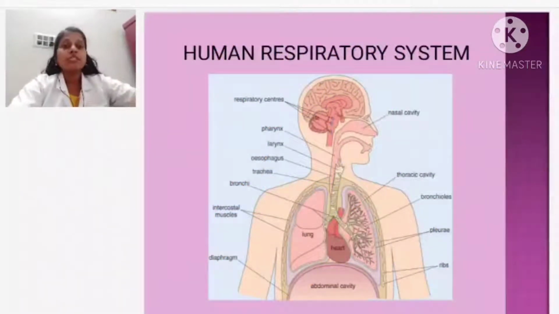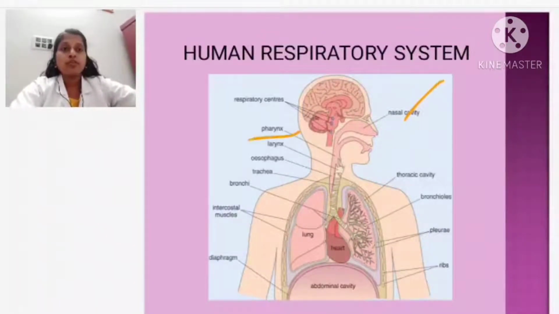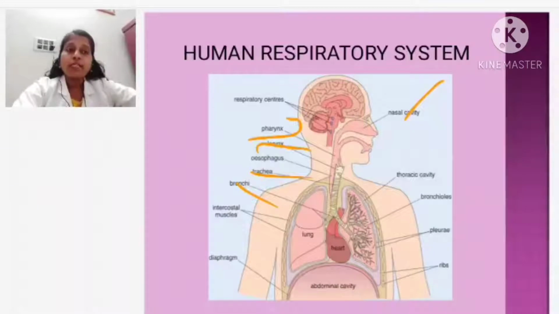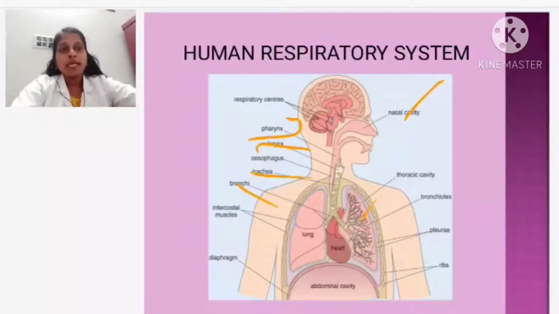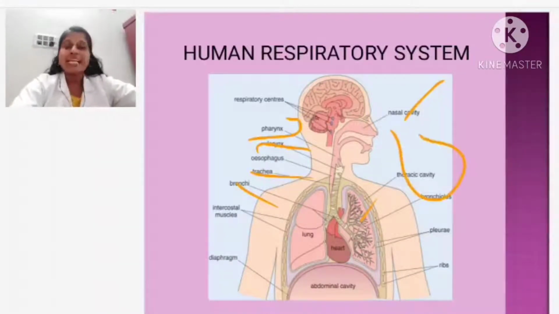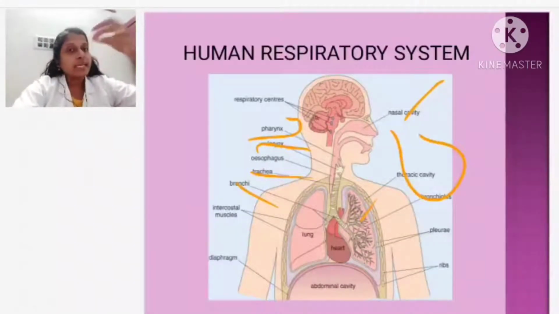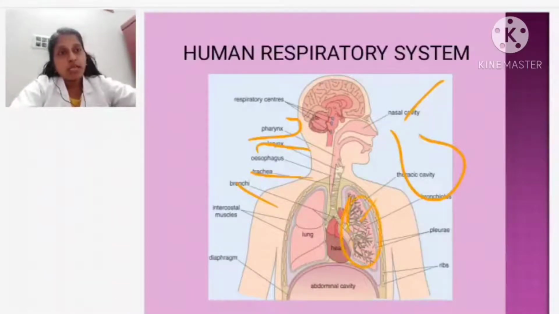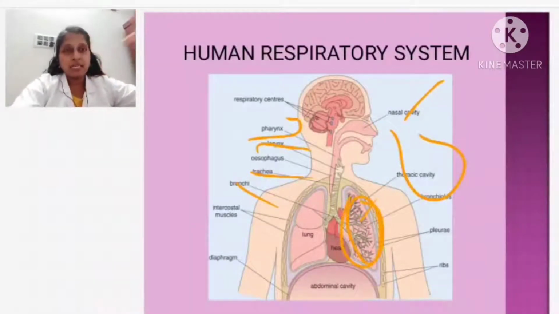So, the respiratory system consists of the nasal chamber, the nasal cavity. From the nostril it moves into the pharynx, then the larynx, then the trachea, then the bronchi. The bronchi is divided into many parts, that is primary, secondary and tertiary. The tertiary bronchi gives rise to a sac-like structure, which we call the air sac. All this branching arrangement is present inside the lungs.